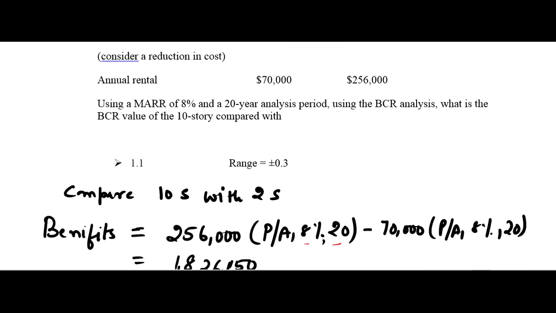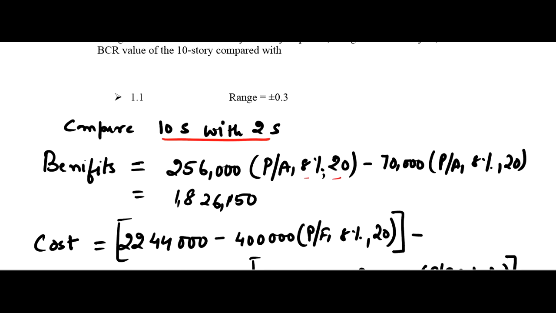So again, as I said, it should be a comparison of the two cases, that is the 10-story case and the 2-story case. And we have to calculate the benefits first. So benefits can be written as 256,000. So 256,000 is the case of 10 stories, that is the annual rental value, times P/A 8% 20, minus the annual rental value for the 2 stories, that is 70,000 P/A 8% 20.